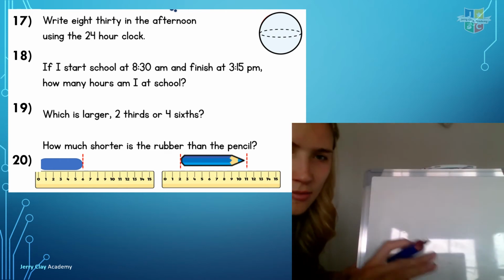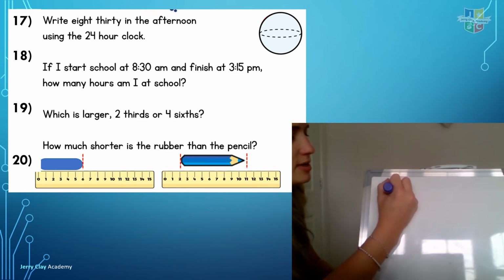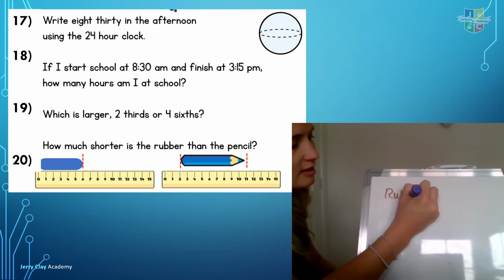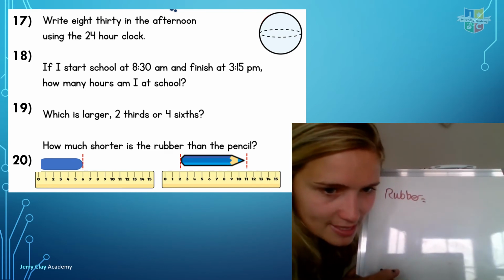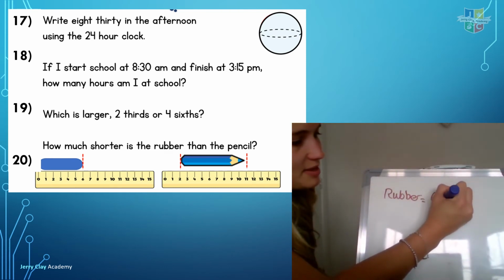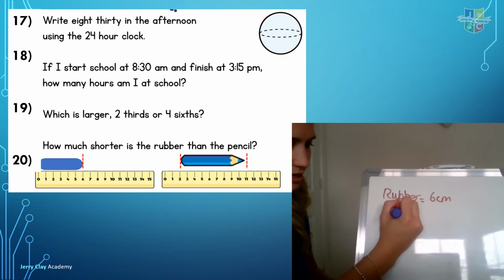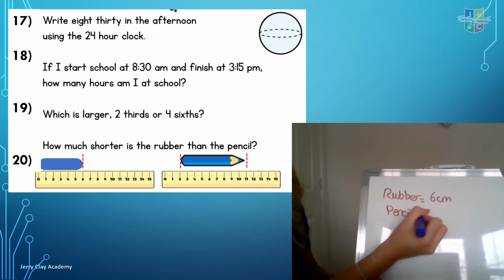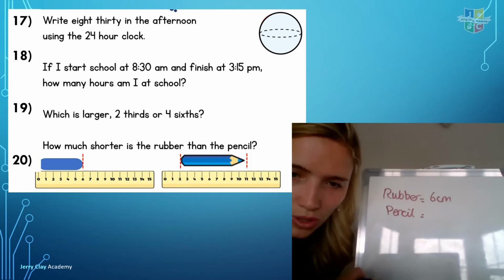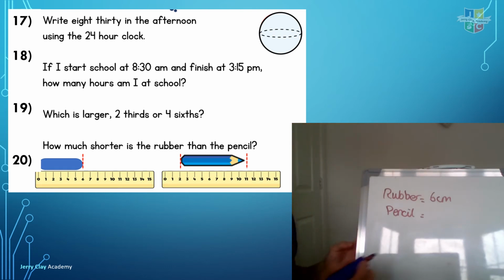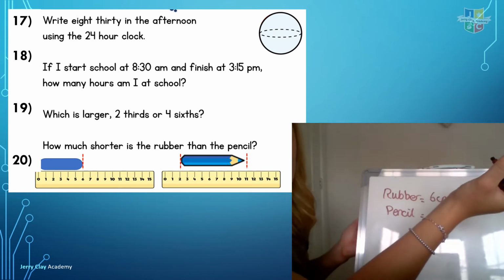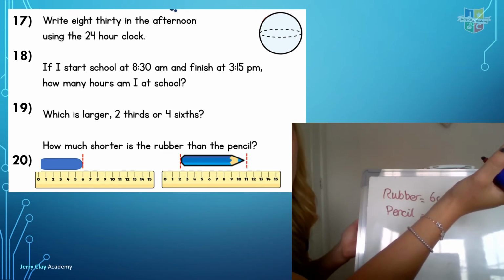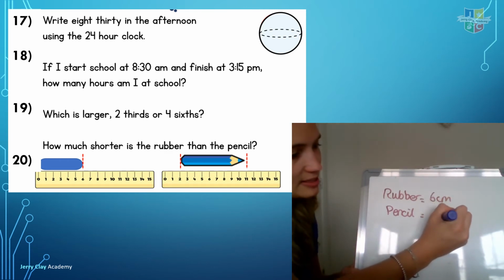Finally, the rubber, let's see how big the rubber is. So the rubber from 0 to 6 is 6 centimetres. The pencil, now the pencil doesn't start at 0, it starts at 2 and goes to 11. So 11 take away 2 is 9, so that's 9 centimetres.